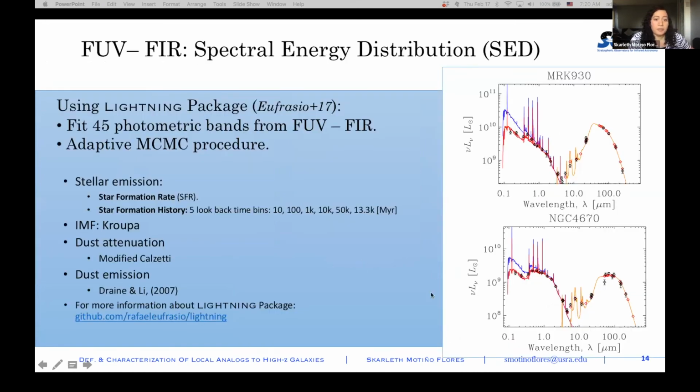And also we're using the LIGHTNING package. This is from one of my collaborators, Eufrasio 2017, and this package allows us to fit the star formation histories of these galaxies and to find the SED from the UV up to the far infrared for these galaxies. What you can see here on the right is the SED that we produce for these galaxies. We're basically using Draine models that are incorporated.